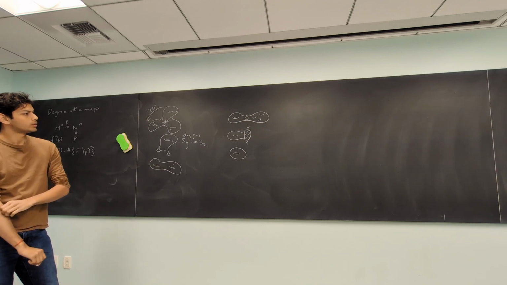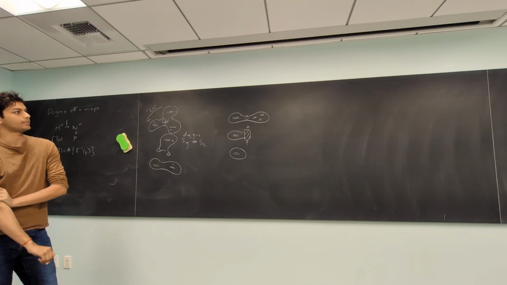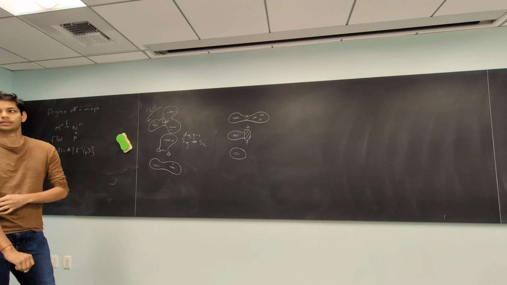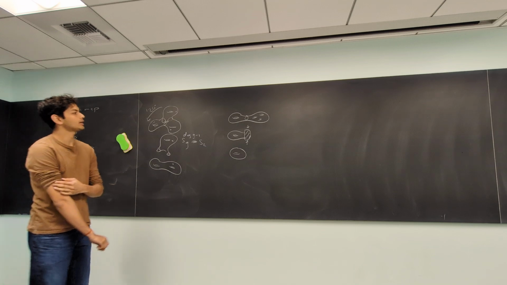So what's the degree of this map? The genus of the starting surface. Okay, and how'd you get that?